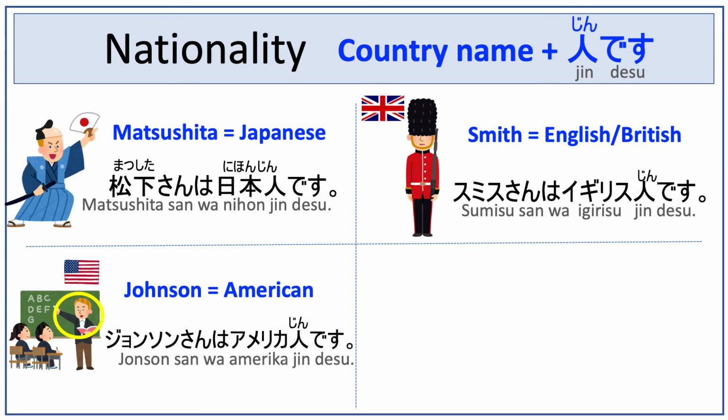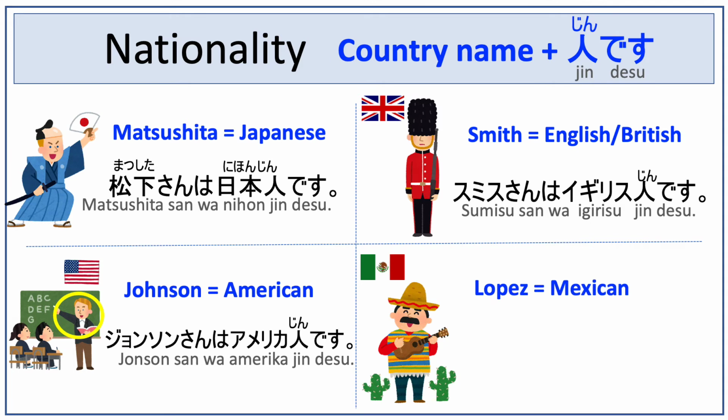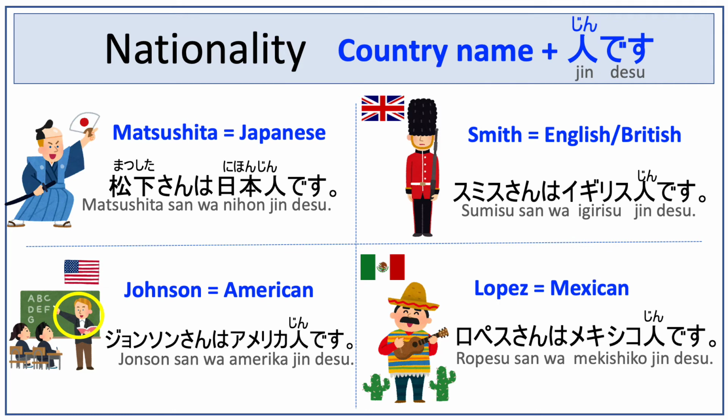Johnson is American. In Japanese, we would say, Johnson-san wa Amerikajin desu. Lopez is Mexican, so we would say, Lopez-san wa Mexicojin desu.